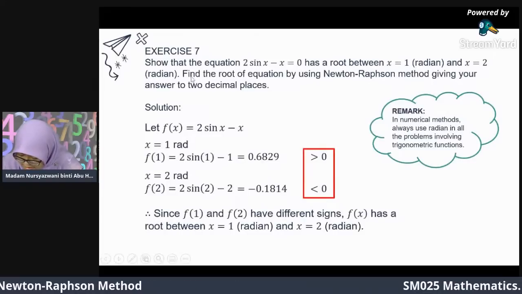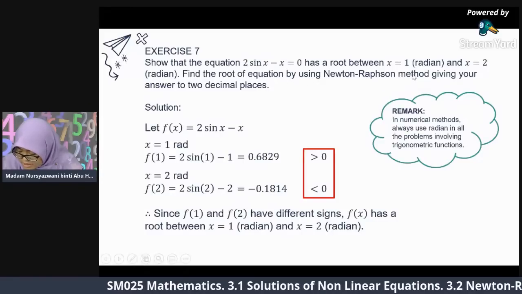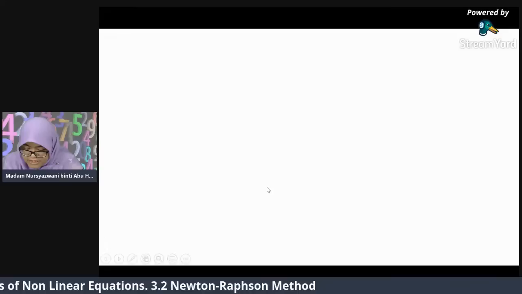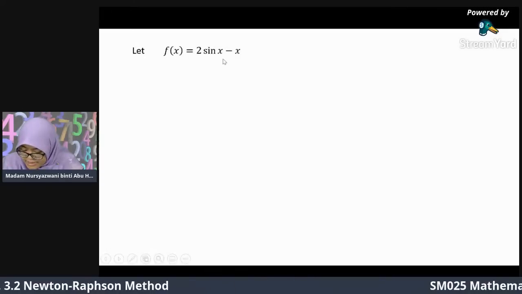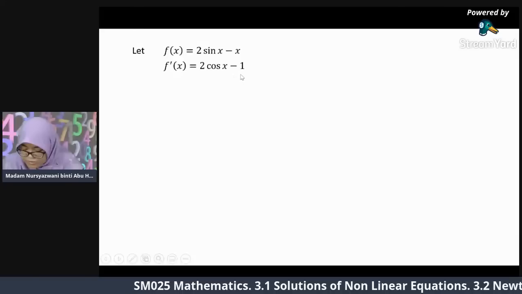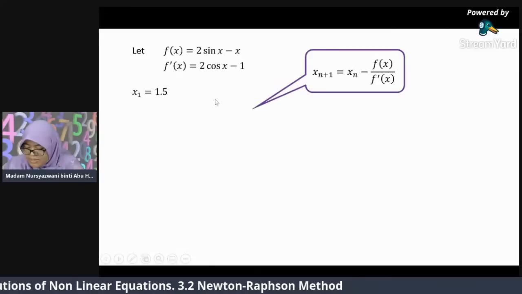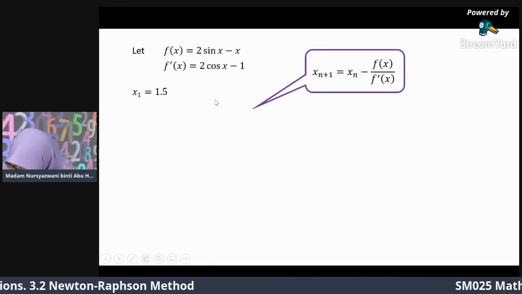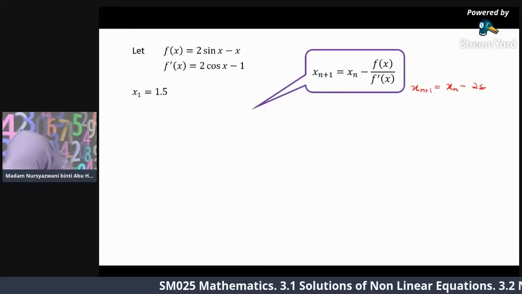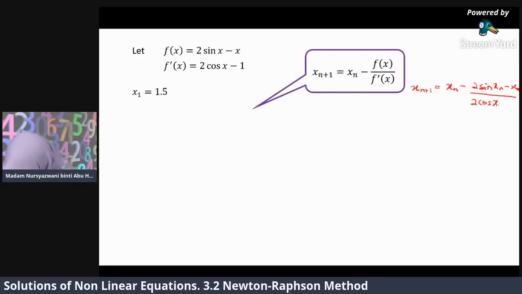Okay, untuk second sentence, the question asks you to find the root by using Newton-Raphson method and give your answer to 2 decimal places. Okay, first we let fx equal to 2 sin x minus x. Second, we differentiate f prime x equal to 2 cos x minus 1. Third, we substitute first approximation into Newton-Raphson formula. So the new formula is xn plus 1 equal to xn minus 2 sin xn minus xn divided by 2 cos xn minus 1.